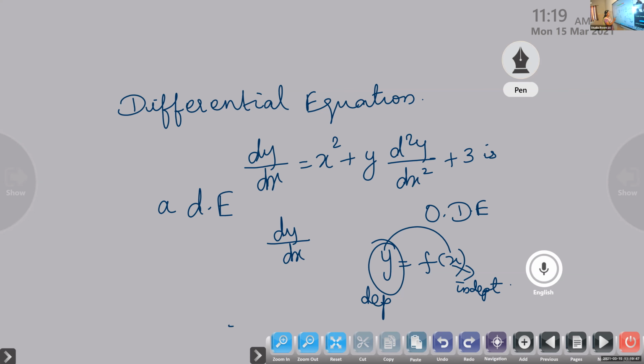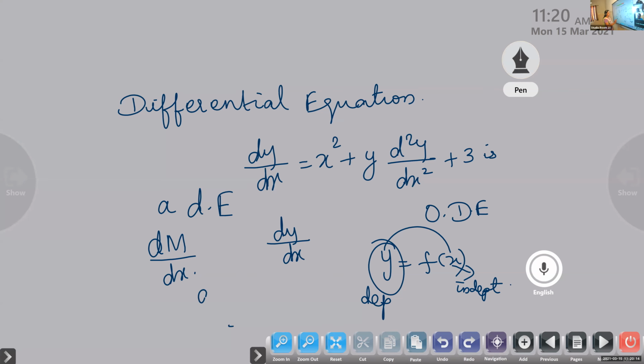Suppose I write dm by dx. That means m is changing with respect to x. So m is the dependent variable. m depends on the value of x.